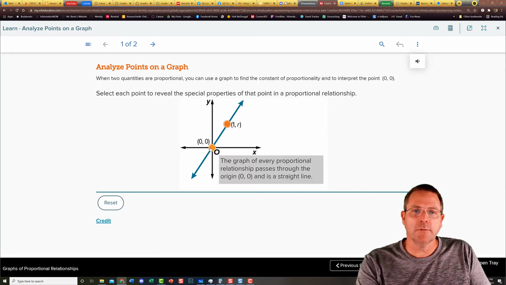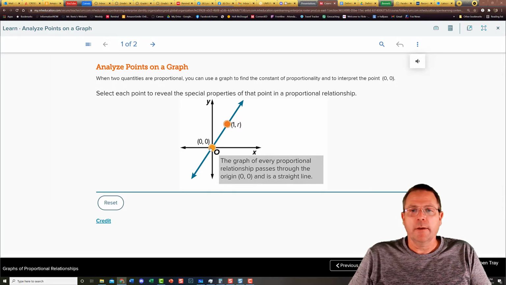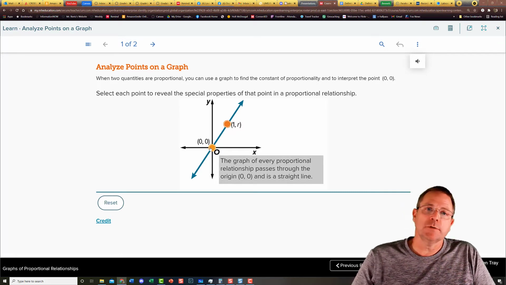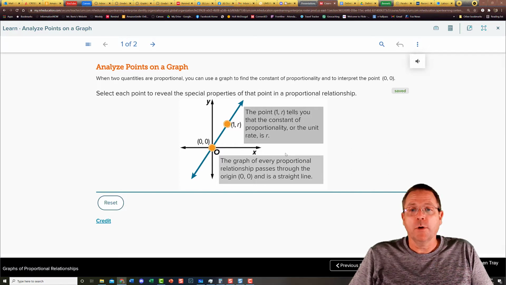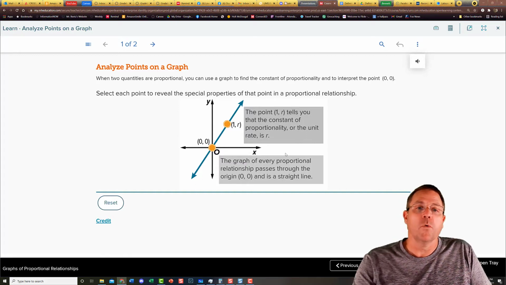So at point 0, 0, we have the graph of every proportional relationship passes through the origin, which is point 0, 0, and it's a straight line. So the mere fact it hits point 0, 0 solves the first half of that definition. Then we have point 1, r. Point 1, r tells you that the constant of proportionality is r, and that is used to give you the unit rate of r over 1.